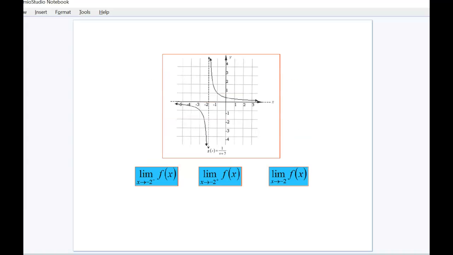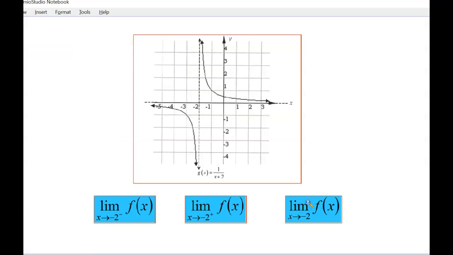If we take a look at this next question, the limit as x approaches -2 from the left would be negative infinity. The limit as x approaches -2 from the right would be positive infinity, and therefore the limit as x approaches -2 does not exist. Why? Because the limit from the left and the limit from the right aren't the same.